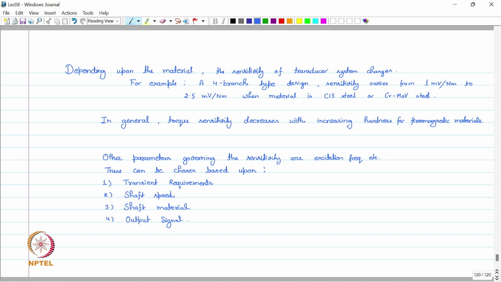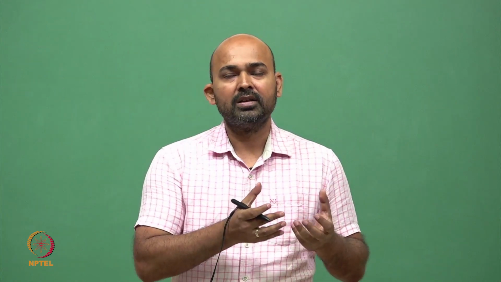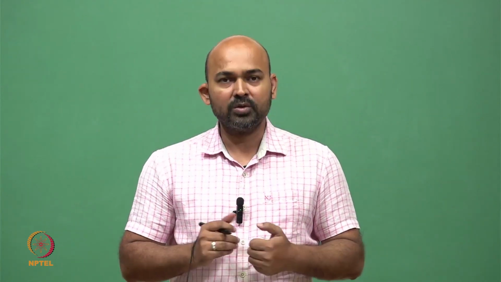So in this yoke coil based sensor, depending upon the material, the sensitivity actually changes, and for C15 steel, this sensitivity varies from 1 millivolt per Newton meter to 2.5 millivolt per Newton meter. Generally the sensitivity decreases with the hardness of the ferromagnetic material. The harder the material is, the more the sensitivity goes down.